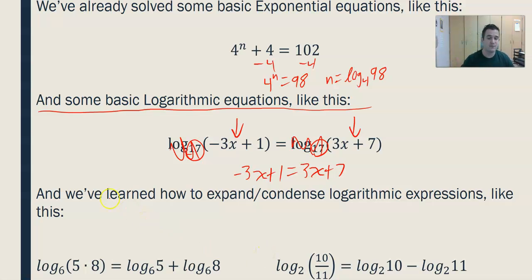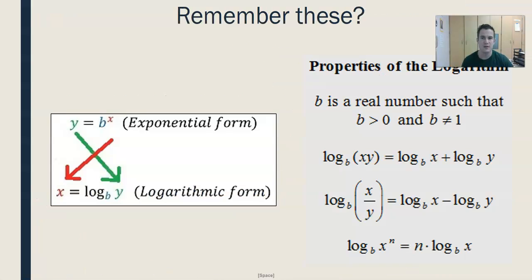We have also learned how to expand and condense logarithm expressions like this. We talked about the product property and the quotient property. When I have log of 5 times 8, it's equal to log of 5 plus log of 8. Or log of 10 over 11 is equal to log of 10 minus log of 11. Those are all things that we've discussed, and hopefully we're comfortable with them.